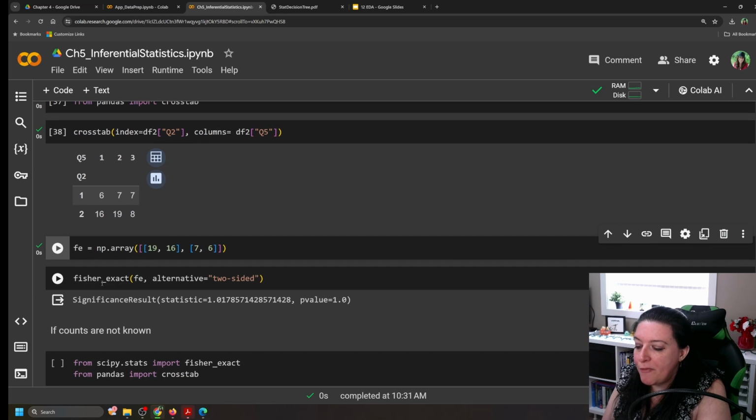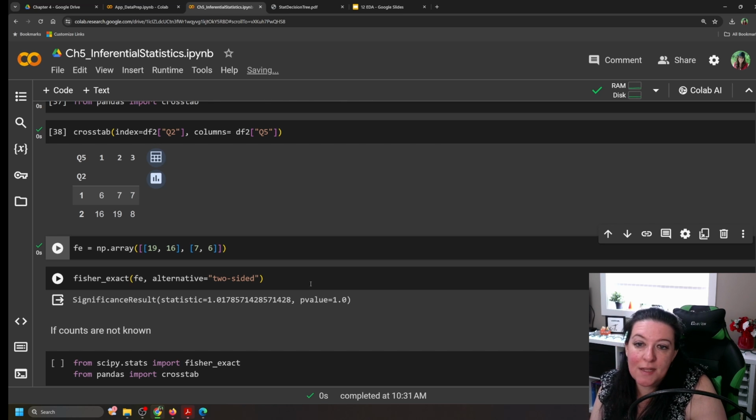then we run the Fisher's exact. The Fisher's exact is that 2-by-2 table here. And then the alternate can be less than, greater than, or two-sided. So when we're doing a two-sided test, we're simply saying difference or no difference.